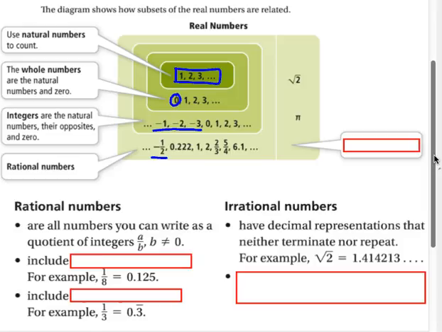So rational numbers, by definition, are all the numbers you can write as a quotient of two integers. So essentially, saying a fraction. So for example, -1/2, okay, is a good example. Now, that's not the only thing that's included though, okay? It also includes terminating decimals, okay? So numbers like 6.1, 0.222. So anything that has a decimal that you can see the end to.